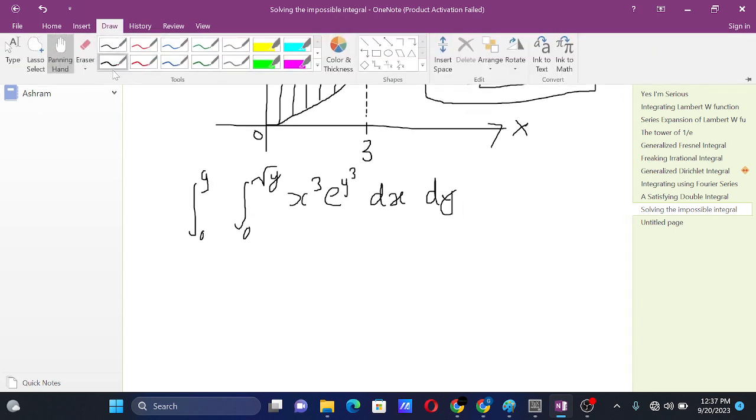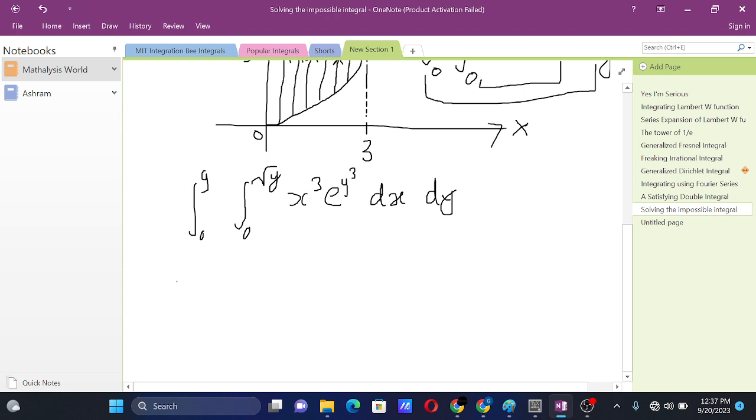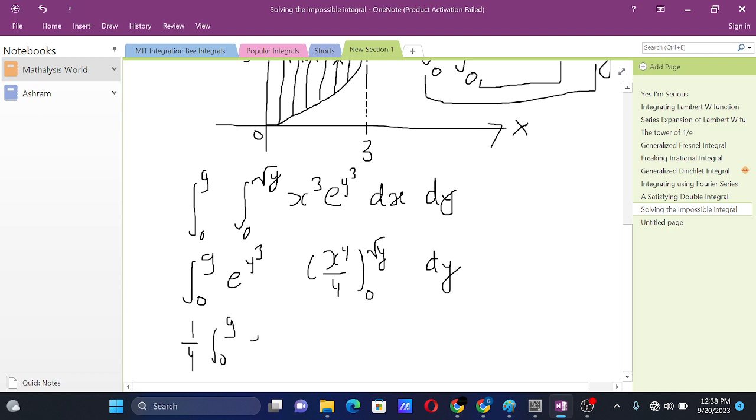But here we don't need to deal with e to the power y cubed first. We need to deal with x cubed since we are in the x world. So e to the power y cubed will be just a constant, and we will have x to the power 4 by 4 as our integral from 0 to root y. Now 1 by 4 is constant and can be taken out: integral from 0 to 9 of e to the power y cubed times y squared dy.